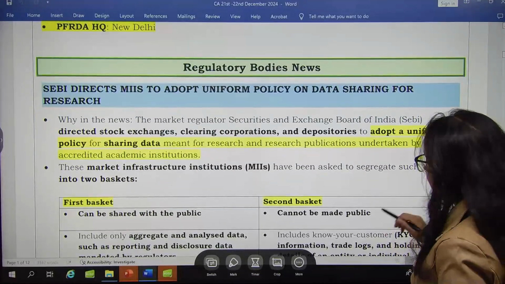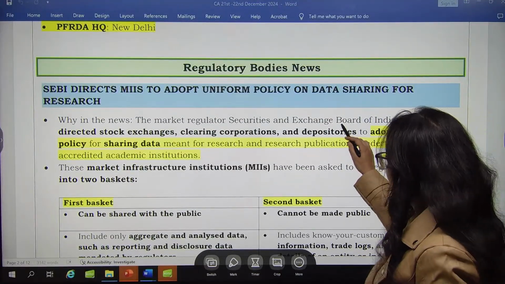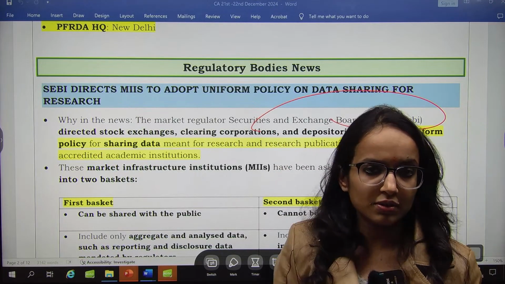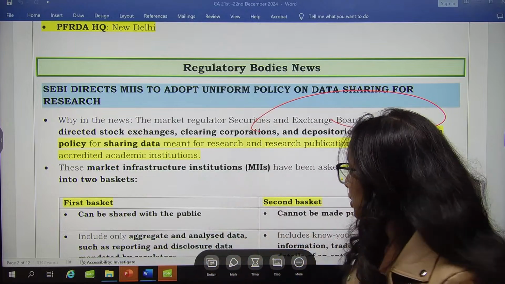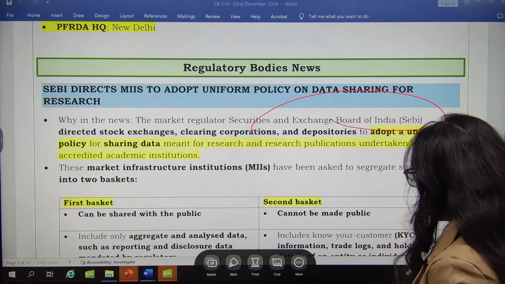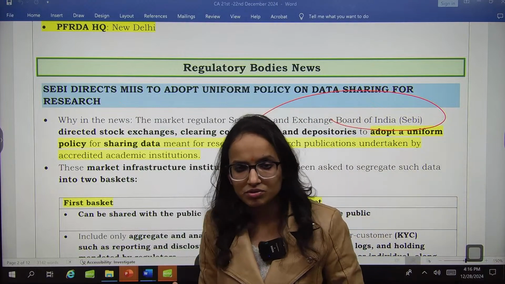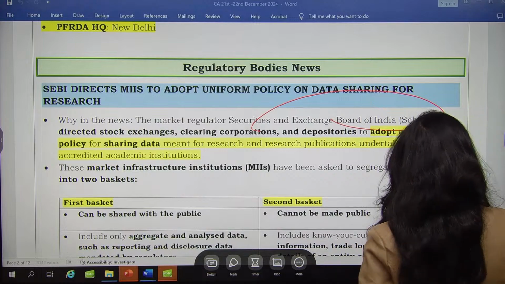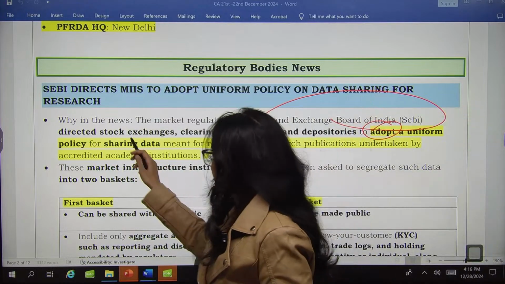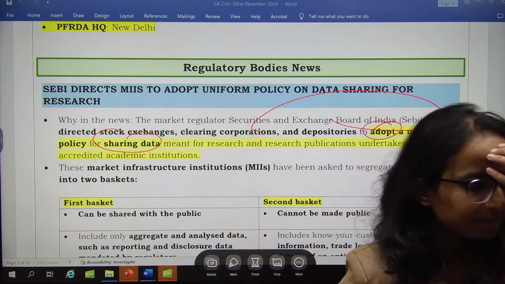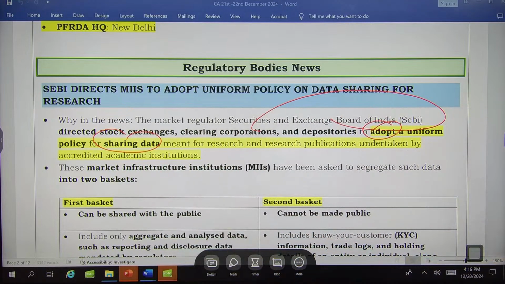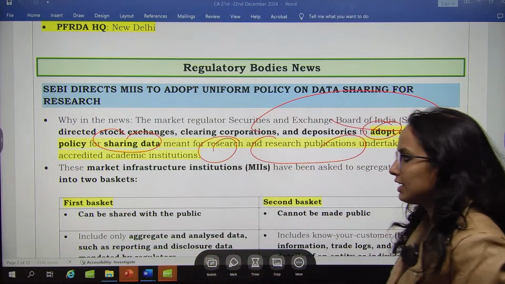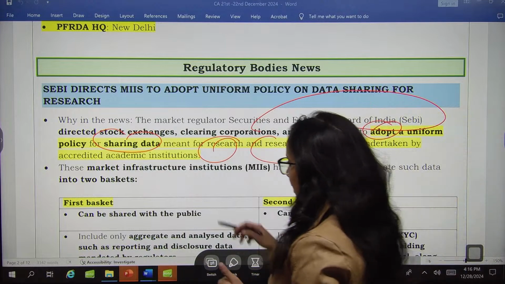Now moving on to regulatory bodies news. In regulatory bodies, you have SEBI. SEBI has directed the market infrastructure institutions like your clearing corporation, stock exchanges, depositories, all these who provide the market infrastructure, given some direction. What direction? This is important, remember, to adopt a uniform policy for sharing data meant for research and research publications undertaken by accredited academic institutions.